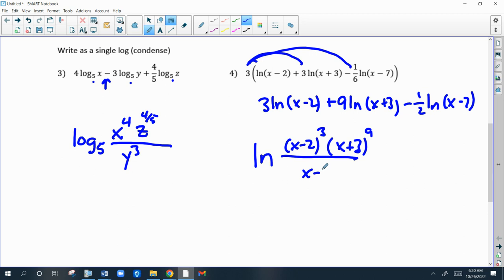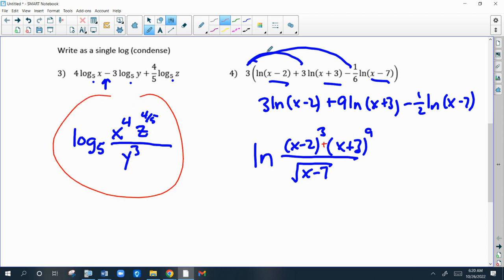It's to the 1/2, so you can raise it to the 1/2, or that's the square root. It doesn't matter. But notice that all those, the x minus 2, the x plus 3, and the x minus 7 stay grouped within the log. A big mistake is people accidentally put a plus up here, but it's not. It has to be all multiplied, just like this one was. So make sure you don't do that.